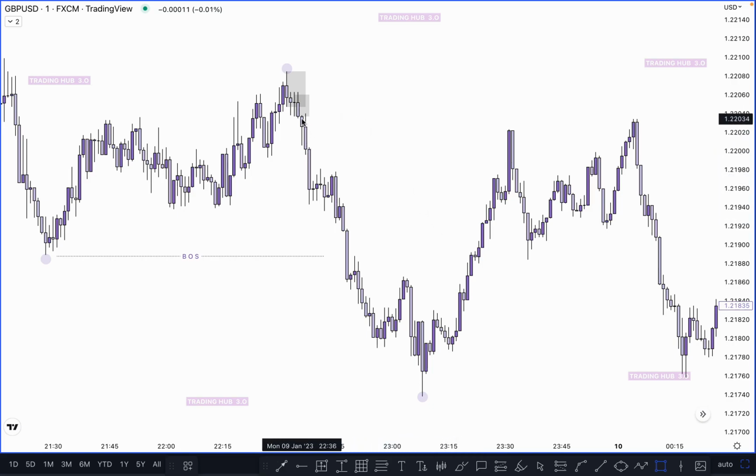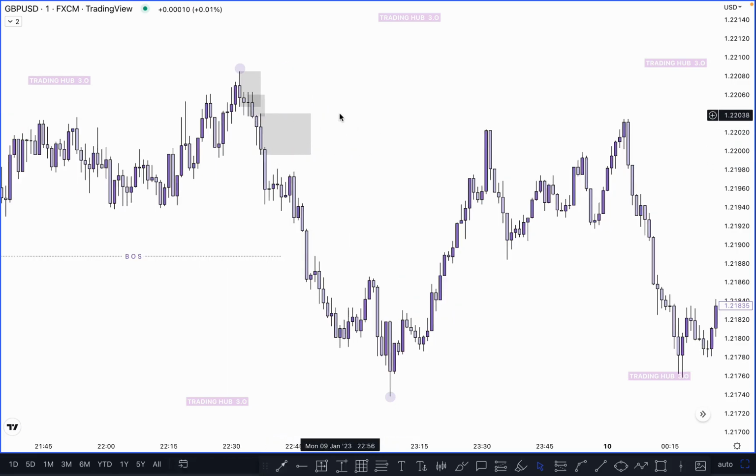This candle taken out the previous candle high. It means this acts like our valid order block. Why? Because proper imbalance is available here. Also this candle taken out the previous candle high.